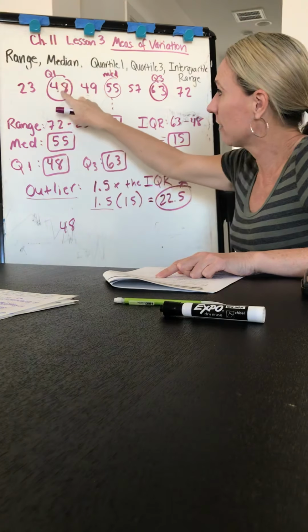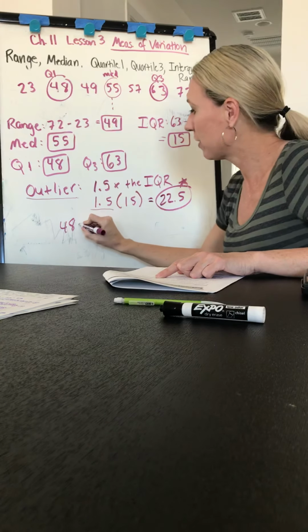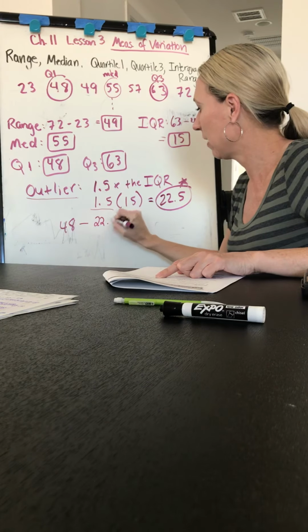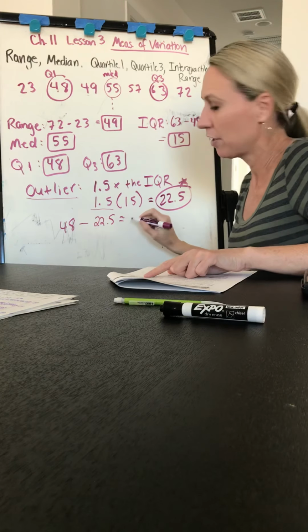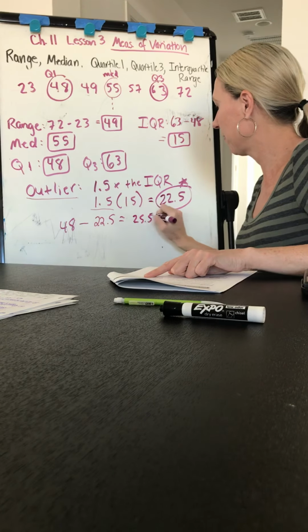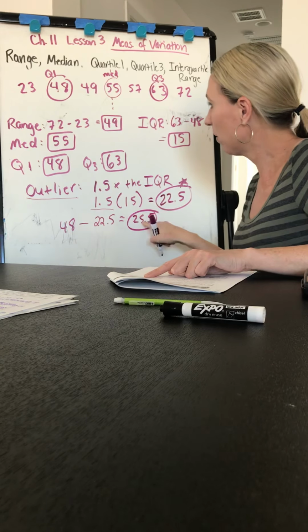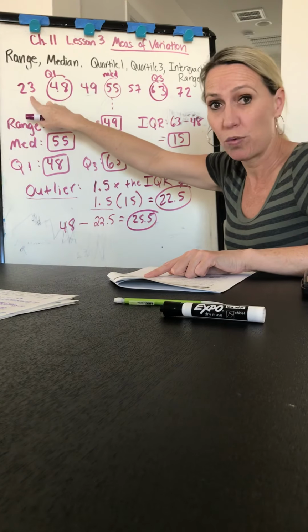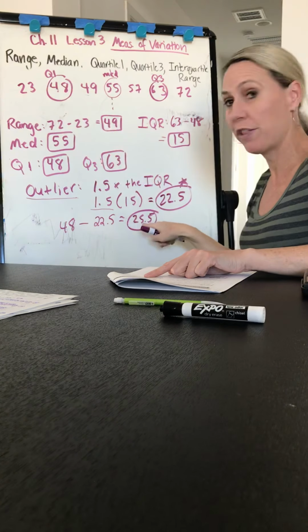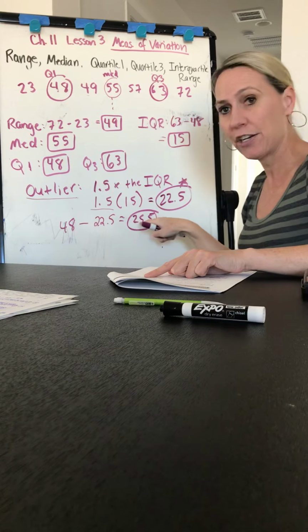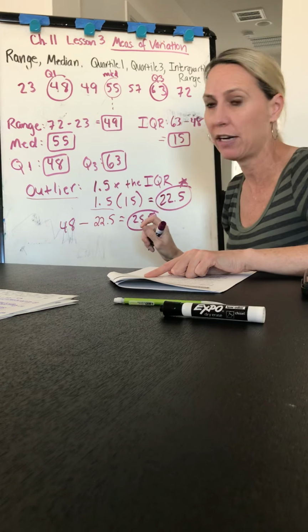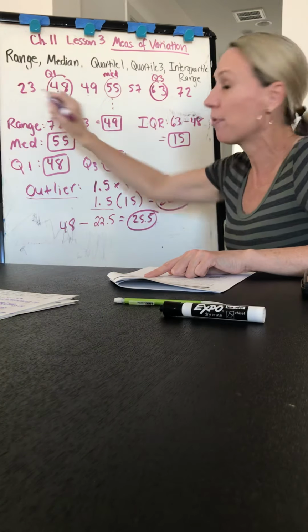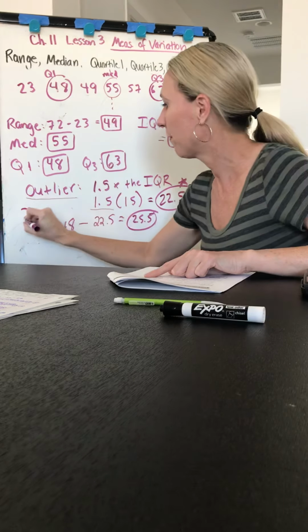So you're going to take the Q1 and you're going to subtract the magic number, which is 22.5, okay, and you get 25.5. Okay, so is there anything lower than 25.5? Yes. Because 23 is lower than that, anything that's here and below would be considered mathematically an outlier. You can have more than one outlier. So 23 is an outlier here for the lower one.